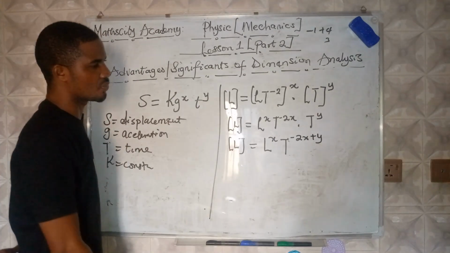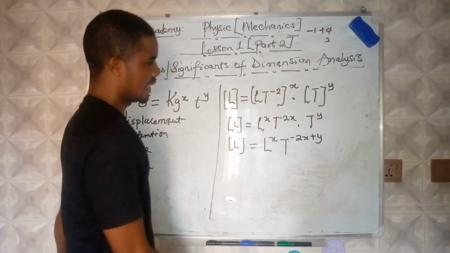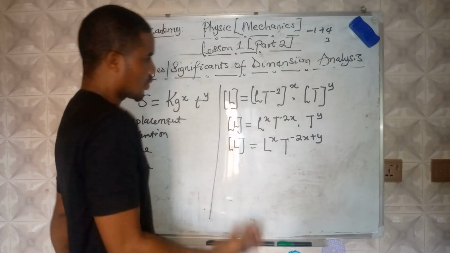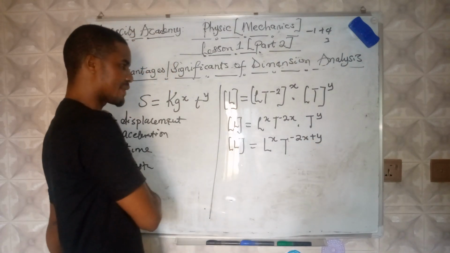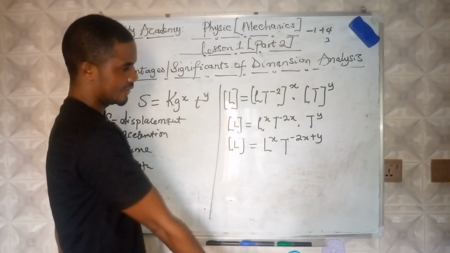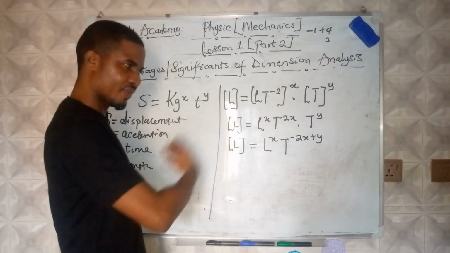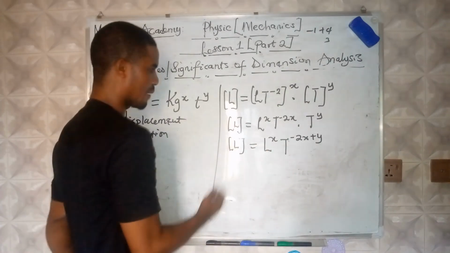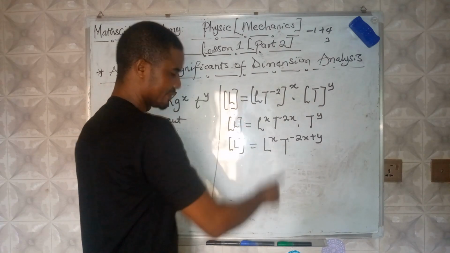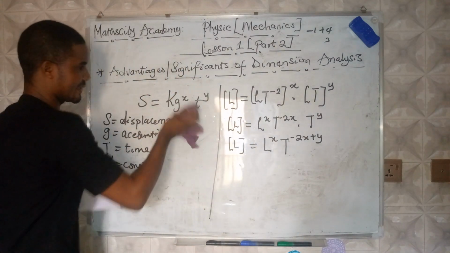So what I'm going to be doing here now is finding the value of x and y. How do I get that? I will compare the exponent of the right hand side to the exponent of the left hand side for each individual physical quantity. I have just two physical quantities: I have length, I have time. So let me take length.